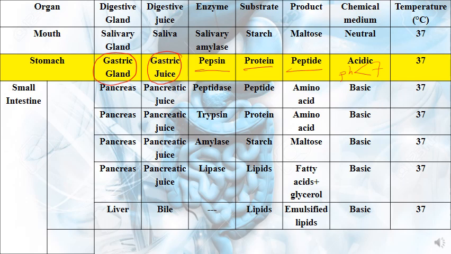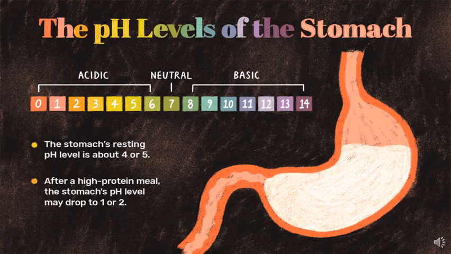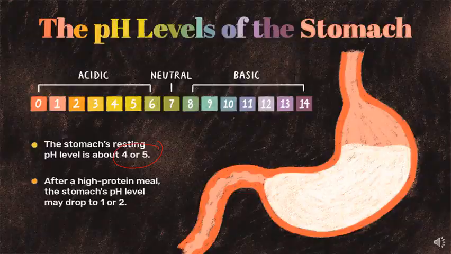So here in the stomach, we have a special formula: the triple P. Pepsin starts with the letter P, protein starts with the letter P, peptide starts with the letter P. So pepsin works on protein to give peptide. Protein is the complex form, while peptide is the intermediate. So here we have the pH level of the stomach. The stomach resting pH is about 4 to 5. After high protein, it drops to 1, 2.